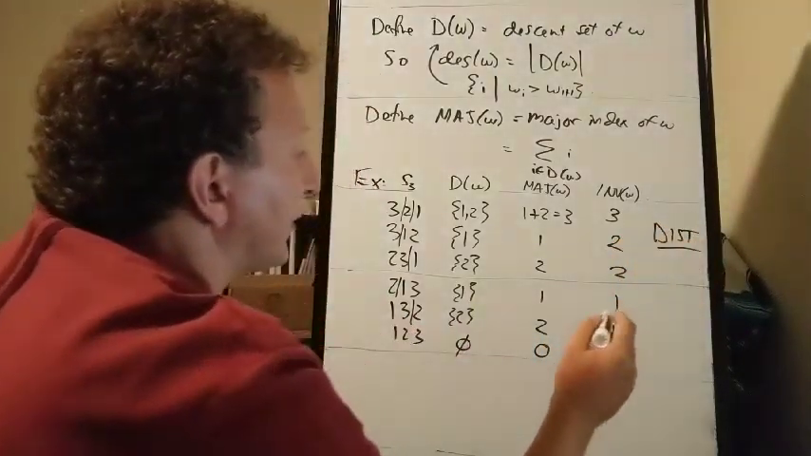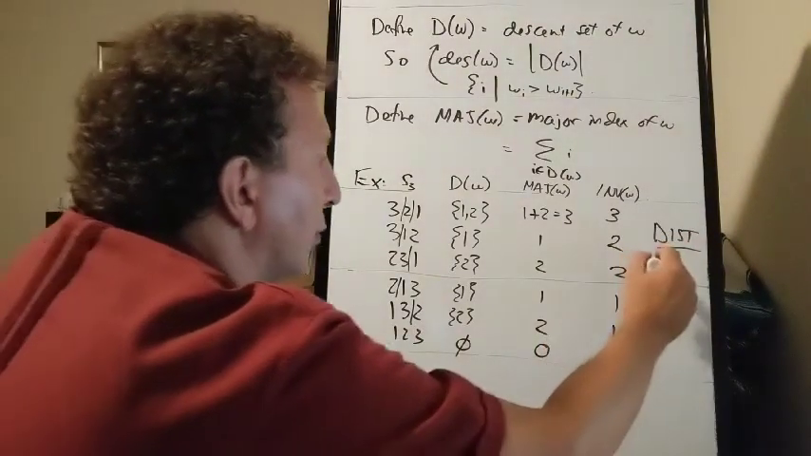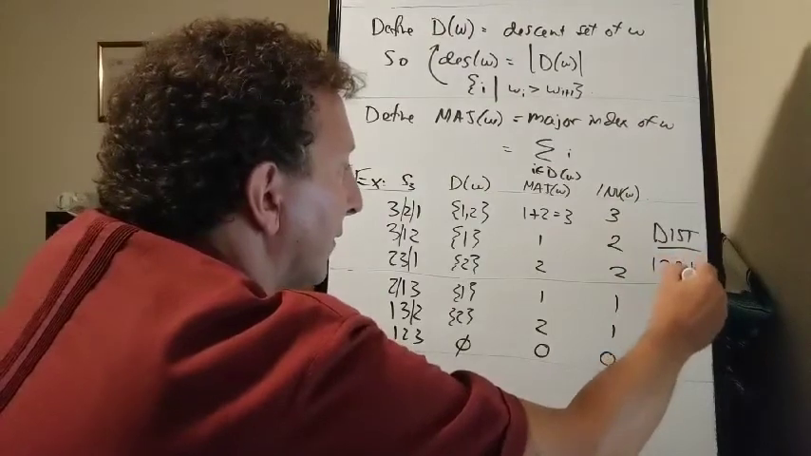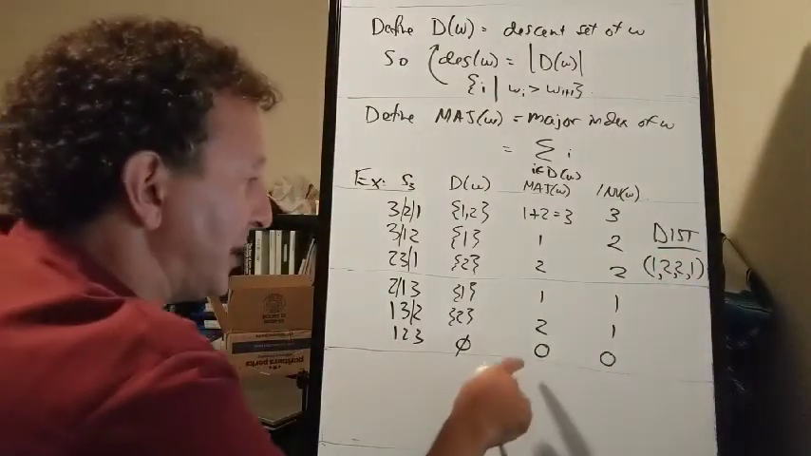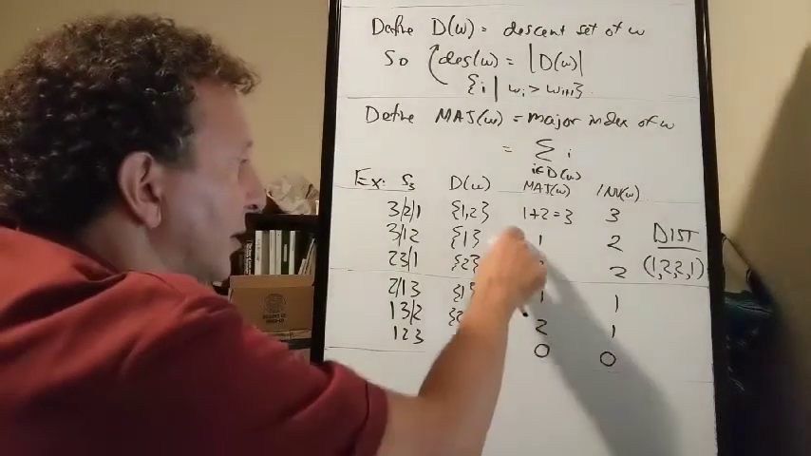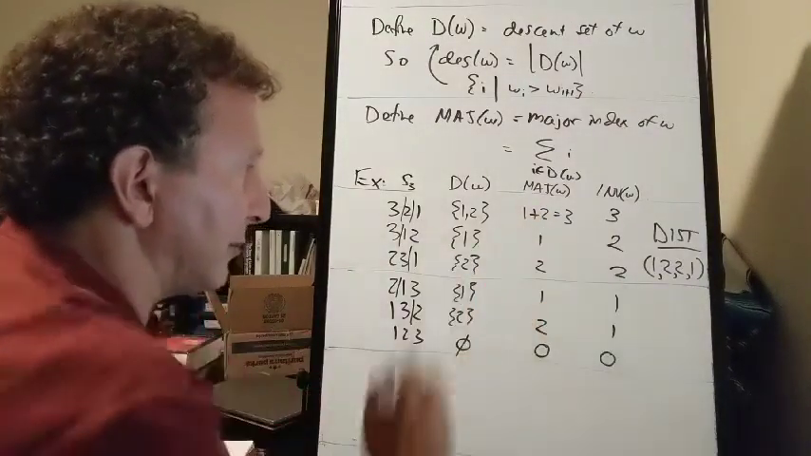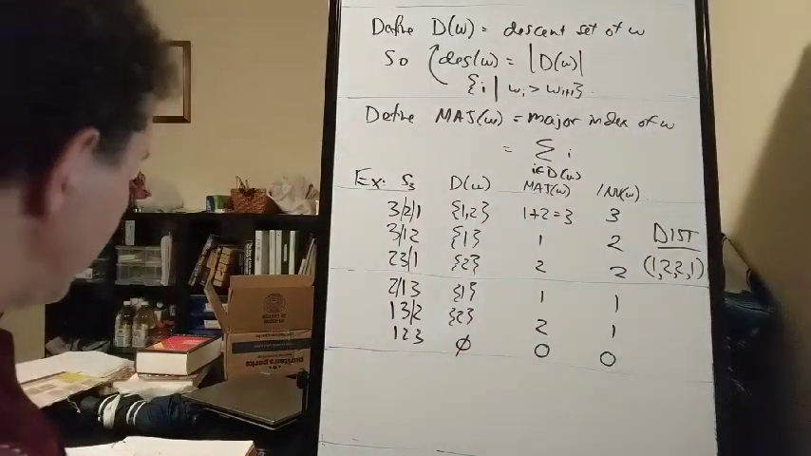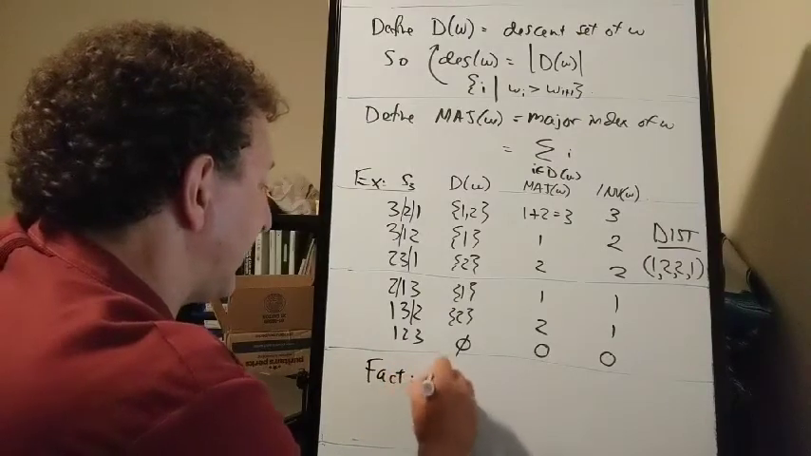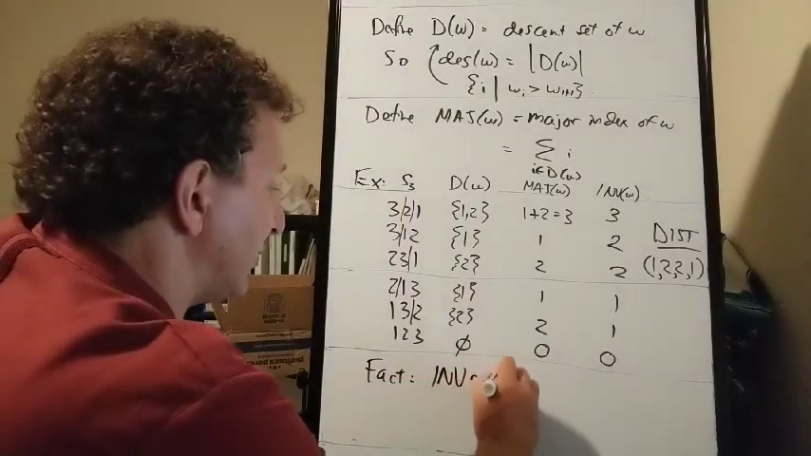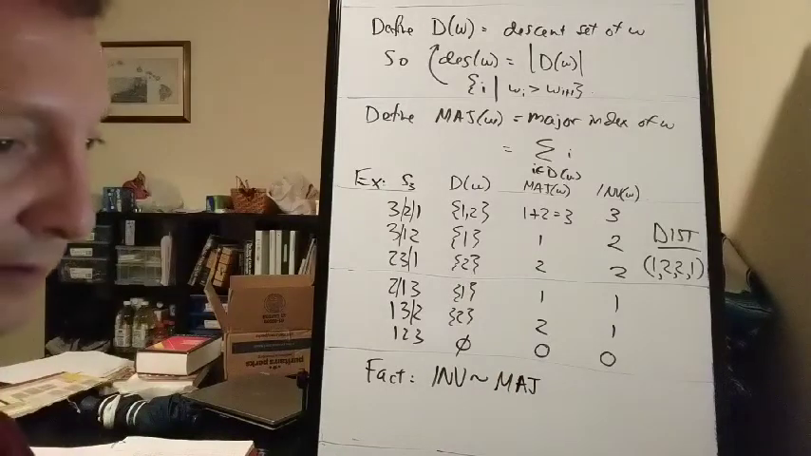The distribution in both cases is 1, 2, 2, 1. Because we have 1 permutation with major index 0, 2 with major index 1, 2 with major index 2, and 1 with major index 3. Same as for inversions. In fact, inversions and major index are equally distributed on S_n for any n.